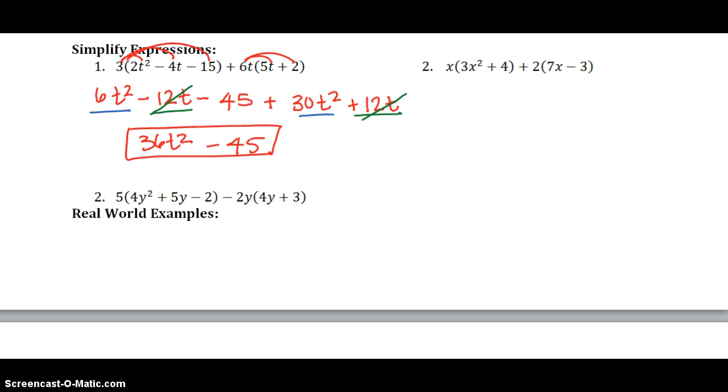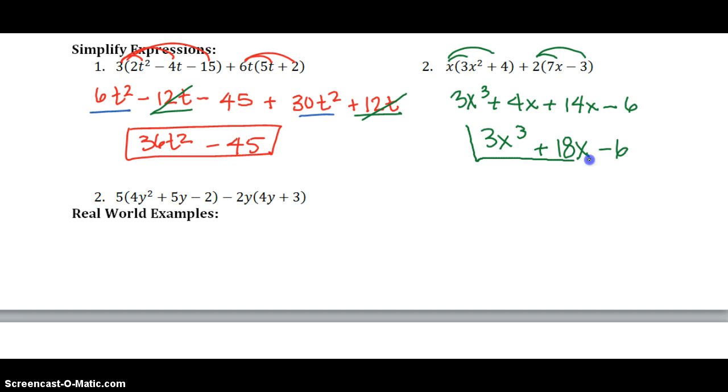Alright, number 2, again, I'll need to distribute the x, so that makes 3x to the third plus 4x, plus, distribute your 2, 14x minus 6, then go through finding our like terms. There's not another 3x to the third, and again my exponent was too big, need it to be little, still not very little, but it'll work, plus 4 plus 14 makes 18x minus 6.